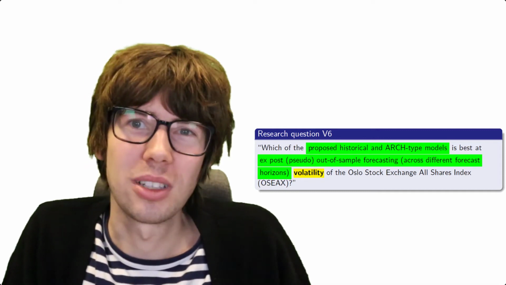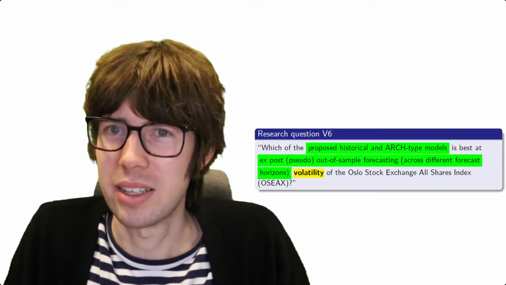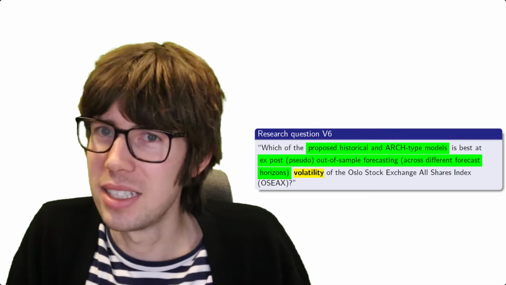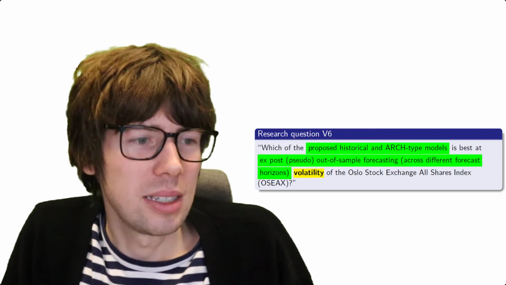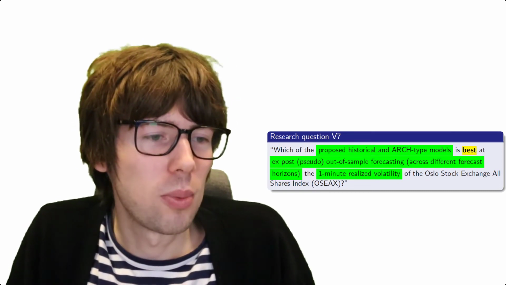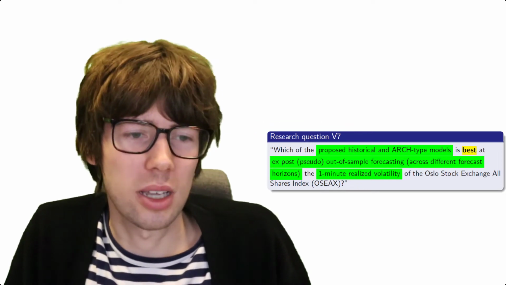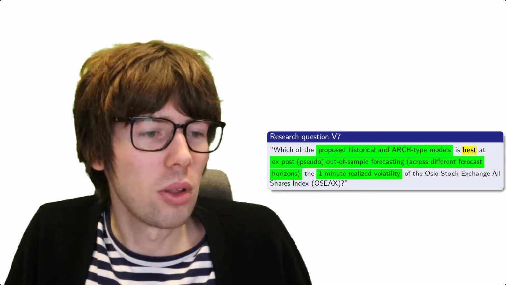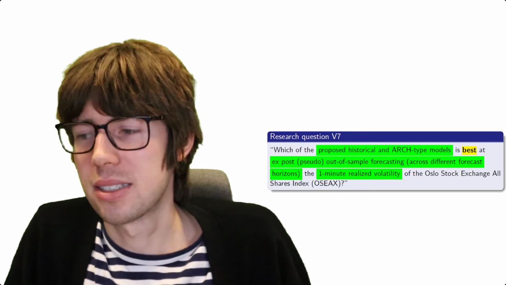So I'm not going to go through all the different proxies that exist for that, but I use something called realized volatility, which is one of the more fancy proxies. So novelty is more guaranteed then, and data availability also needs to be considered there. So the 7th iteration of my research question then became as follows. Which of the proposed historical and archetype models is best at ex-post pseudo out-of-sample forecasting across different forecast horizons for forecasting the 1-minute realized volatility of the Oslo Stock Exchange All Shares Index?